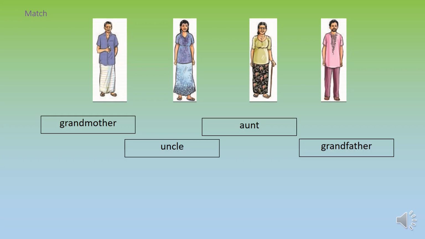There's a small activity. So, what you have to do here? Yes, you have to match your relations. Grandmother, uncle, aunt, grandfather. It's an easy one. So, do it quickly.